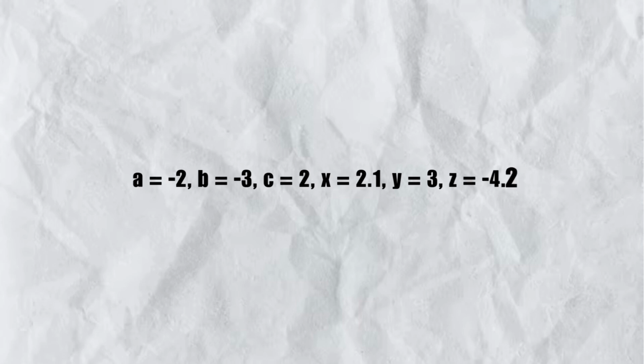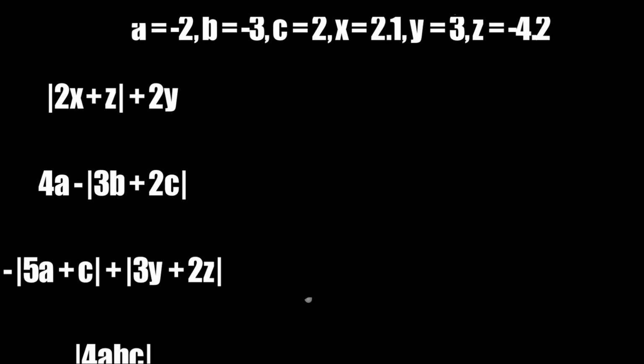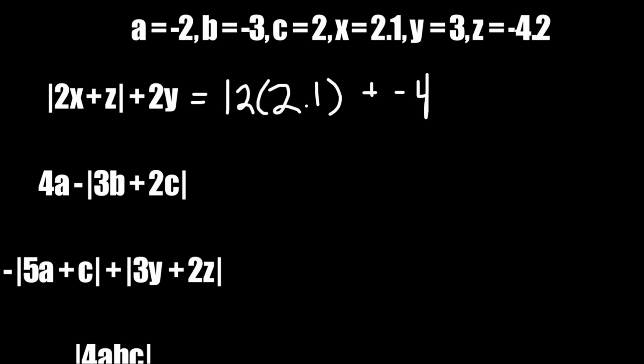Now let's try with these values. Now let's go over 4 examples. So the first one is the absolute value of 2x plus z plus 2y. So let's rewrite this as the absolute value of 2 times x equals 2.1, so 2.1 plus z, which equals negative 4.2, negative 4.2 plus 2 times y, which equals 3, so that will give us 2 times 3.